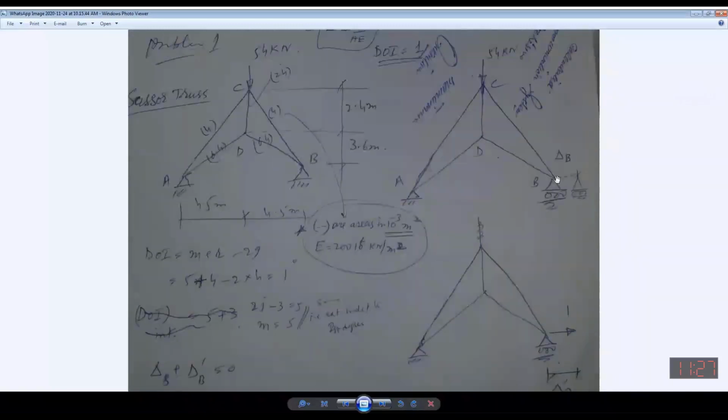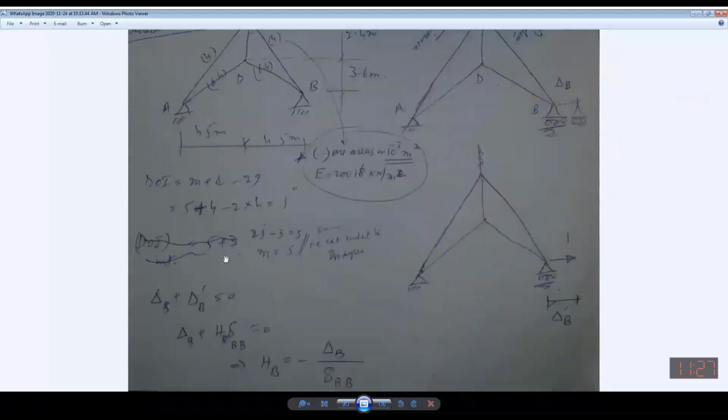Ye wapas apni jagah pe aana chahiye. Then on the same lines as we have done earlier, delta B plus delta dash BB. This is due to HB. So this is the equation to find out the horizontal reaction.